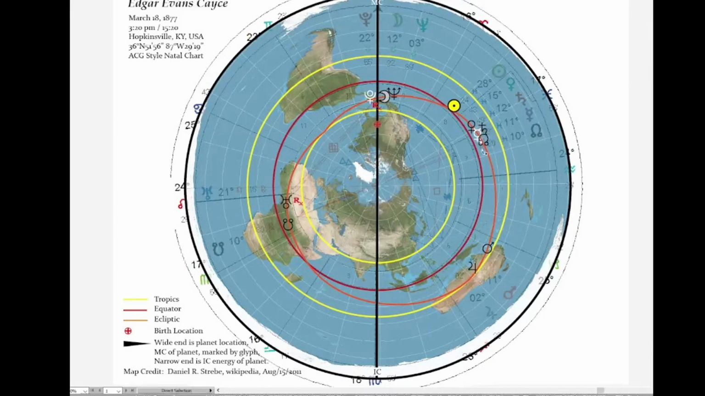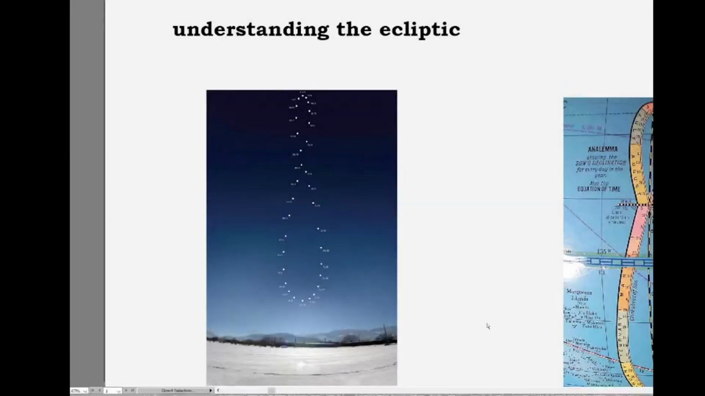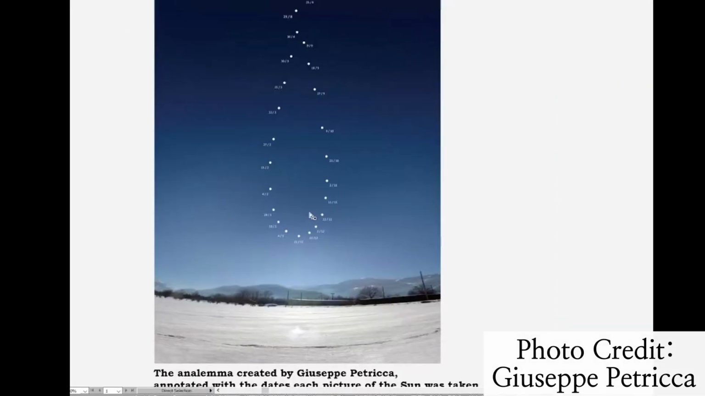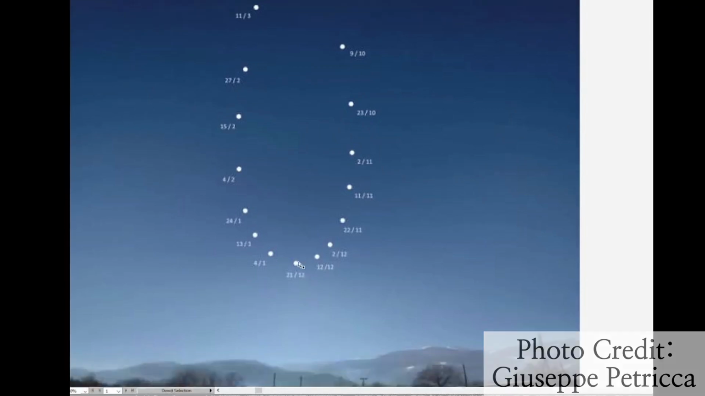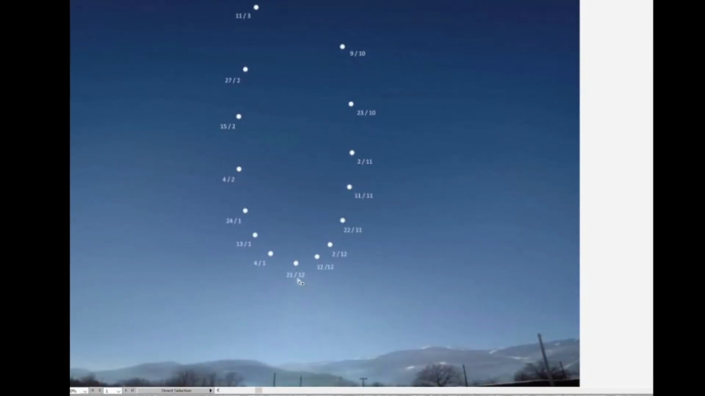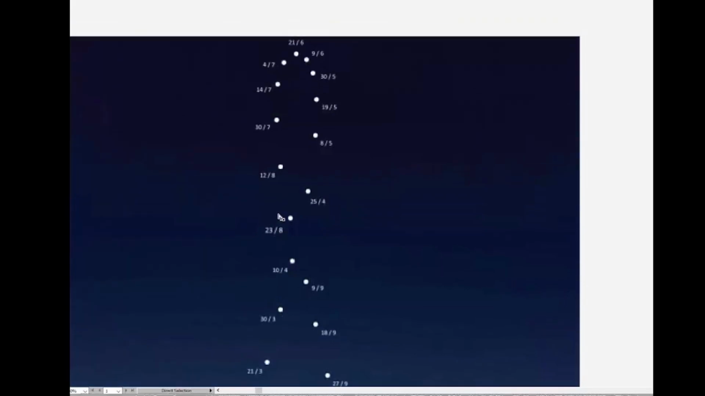Now I want to introduce this orange line I have over here as the ecliptic. So I want to talk a little bit about understanding the ecliptic. The amazing thing about this image, I really liked it because he puts the dates of when he took these photos, and you can see, it's pixelated, but this is December 21st, January 4th, January 13th, January 24th, all the way up to summer solstice on June 21st, and then it starts to come back down.